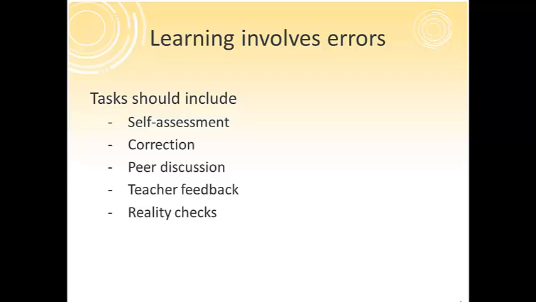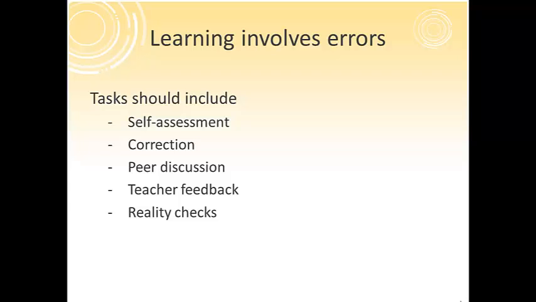Because we know with a constructivist teaching approach, the learning is going to involve errors, because students have different experiences, and so the connections they make sometimes are going to involve errors for different learners. So you've got to make sure that all tasks include this part. They must include a self-assessment, correction, peer discussion, teacher feedback, and/or reality checks.